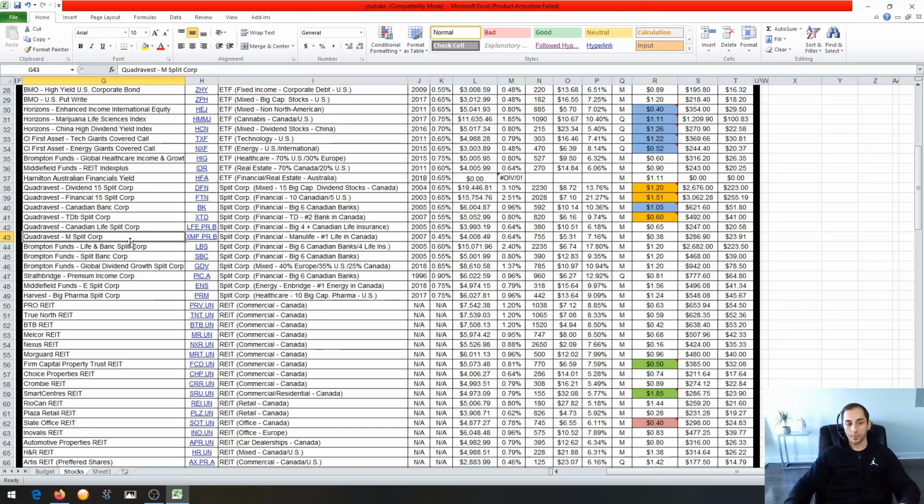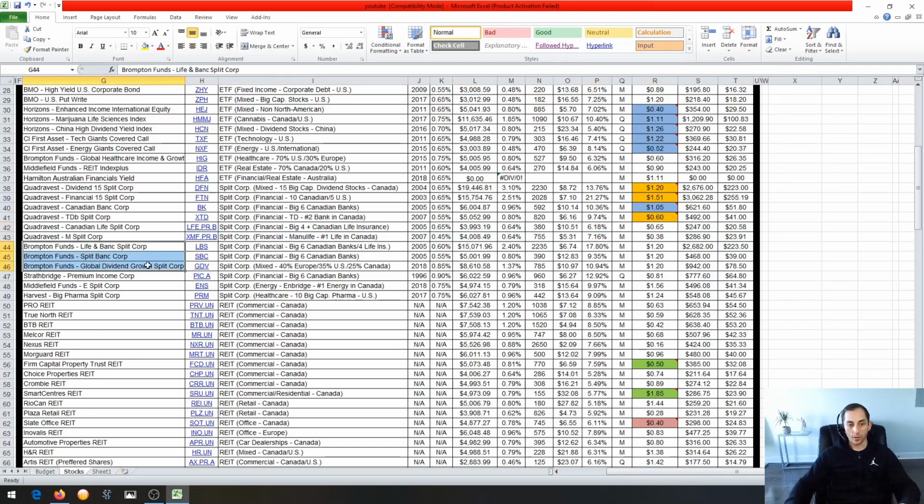And the M Split Corp has the biggest one, which is Manulife. So these two are a really good alternative if you want to invest in safe life insurance or health insurance companies in Canada. It's a good way of getting 6 and 7% instead of 3, 4%.